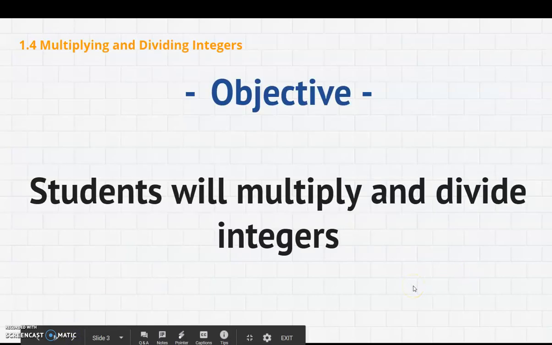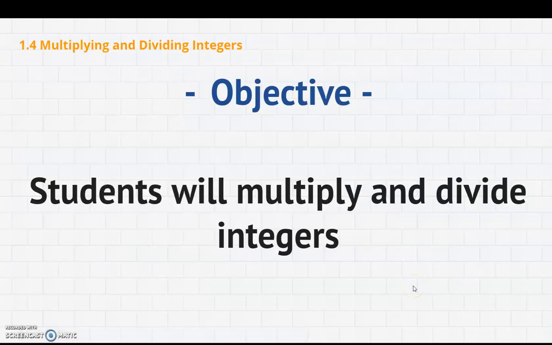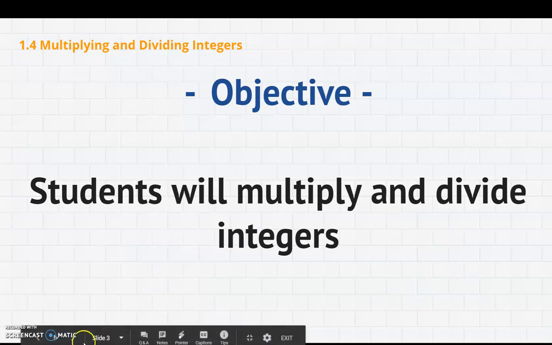Our objective today is that students will be able to multiply and divide integers, so positive and negative numbers.